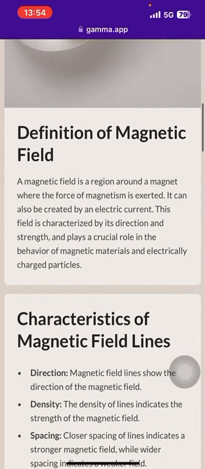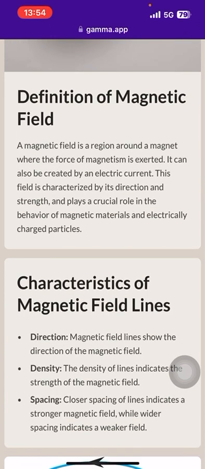So the definition of a magnetic field: a magnetic field is a region around a magnet where the force of magnetism is exerted. It can also be created by an electric current. This field is characterized by its direction and strength, and plays a crucial role in the behavior of magnetic materials and electrically charged particles.